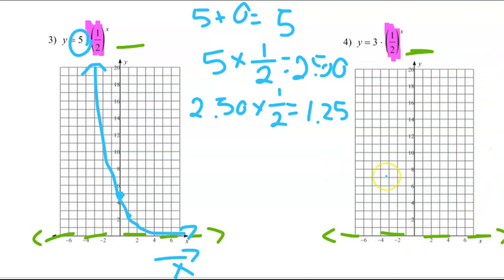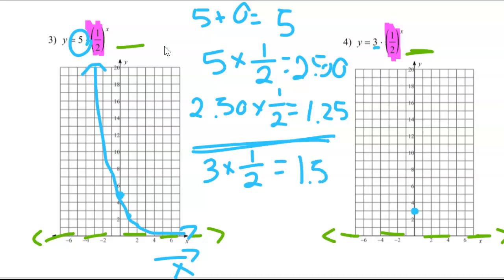So we can say this initial value is 3. The asymptote was 0, so we're just going to go up 3. And we're going to work on cutting this in half. So 3 times 1/2. $3 divided by 2 would be $1.50 each. So I need to go forward 1, up 1.5.